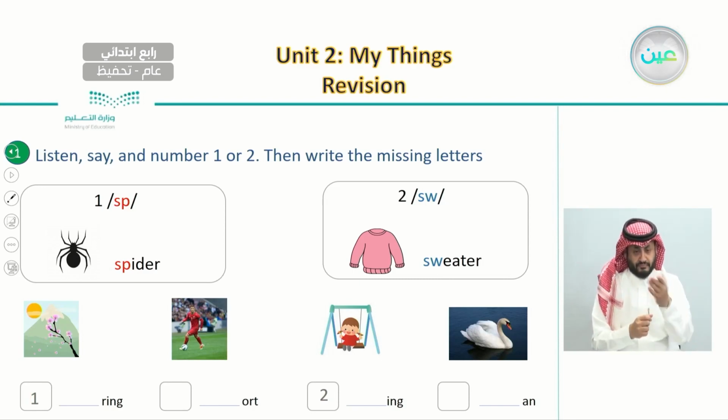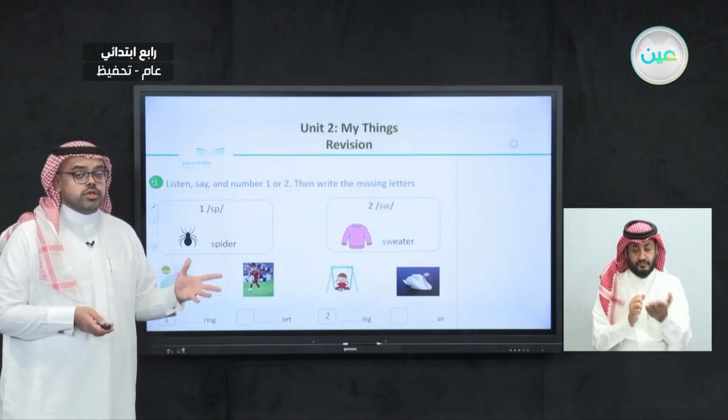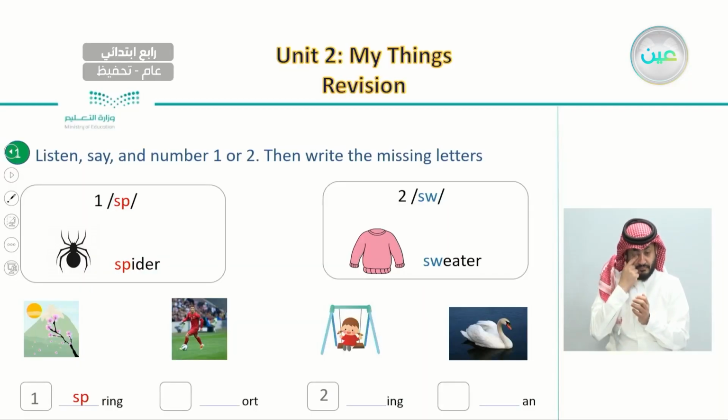We write number 1. And what should we fill in this word with? Should we fill it with S and P or S and W? We, of course, should complete it with S and P. So here you go. We write our first word, which is the word spring, which is a season that usually comes after winter. Very good.